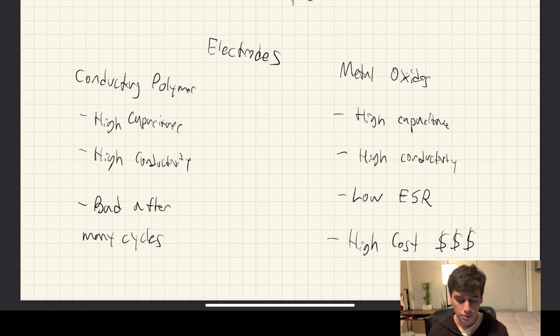But those are the main two electrodes that are used on pseudocapacitors, and I hope you learned a bit about how a pseudocapacitor works and some of the advancements being made in the field right now.